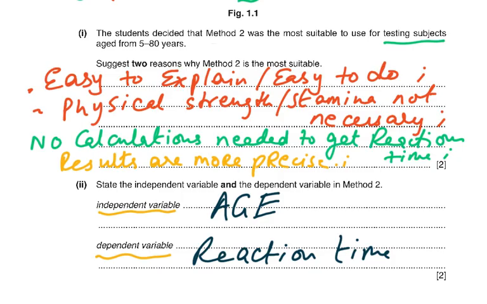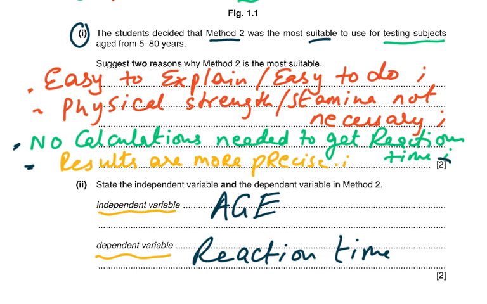Now, part 1 of the question, it says the student decided that method 2 was the most suitable and then suggests two reasons: easy to explain, easy to do. Physical strength or stamina is not necessary. We didn't have to catch a ruler and we didn't have to have a lot of issues there. No calculations needed to get reaction time. And then results are more precise. Well, I mean, the computer was generating all this. So all these were the plus points of method 2, and you had to really look for them and then word them and put it in the correct manner.